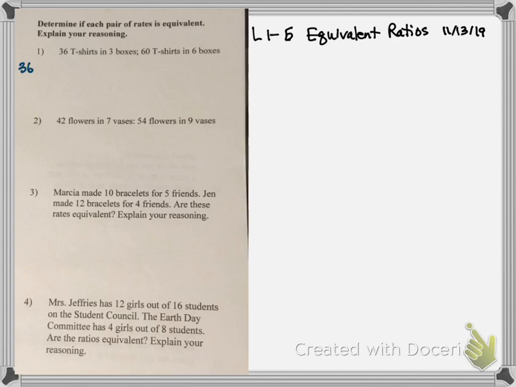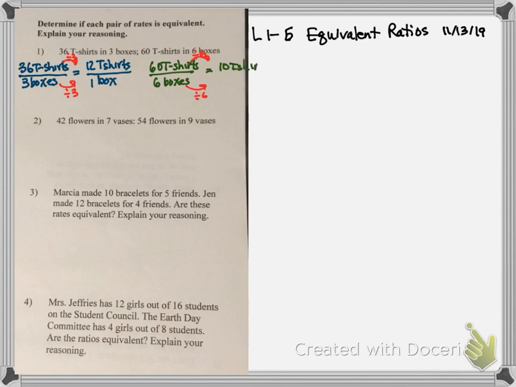So we're going to do 36 t-shirts over 3 boxes, and we're going to divide top and bottom by the denominator, 3. 36 divided by 3 is 12 t-shirts, and 3 divided by 3 is 1 box. That's the first one. Let's check the second one. We're going to take 60 t-shirts and 6 boxes, scale down to 1, so divide top and bottom by the denominator 6, and we end up getting 10 t-shirts over 1 box.